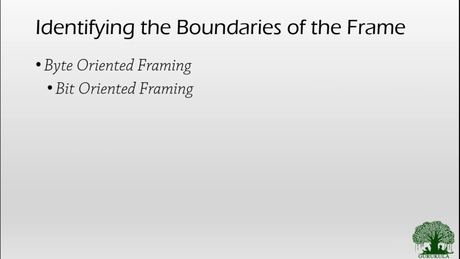Identifying the boundaries of the frame can be done in two ways. One is byte oriented framing and the other is bit oriented framing. Now we will see the difference between these two approaches one by one.